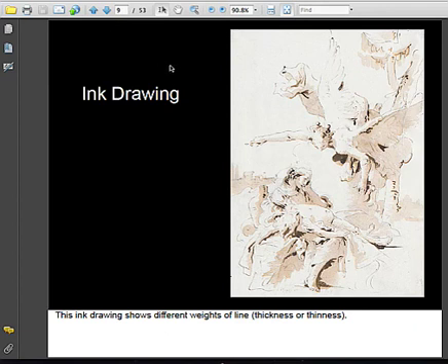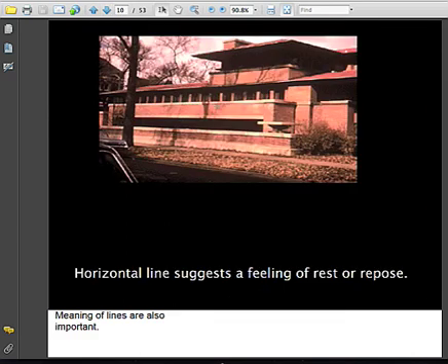Here's an ink drawing, and the pen line gives you these wonderful thicknesses. You see that very fine and then the very deep. You can see how a very thick line gives you the feeling of depth, or shading, as it were. That's the weight of line, the quality of line. Horizontal line has a meaning. It suggests a feeling of rest or repose, and all the other lines.